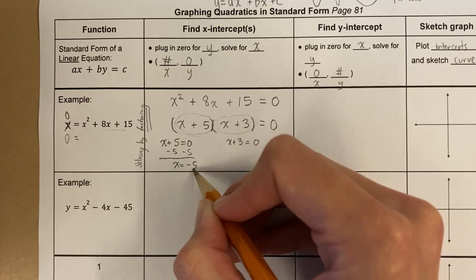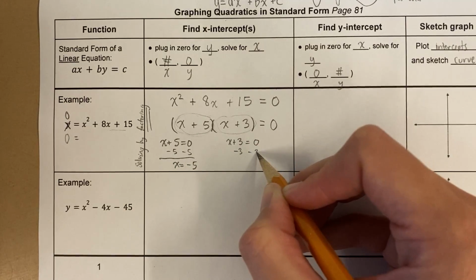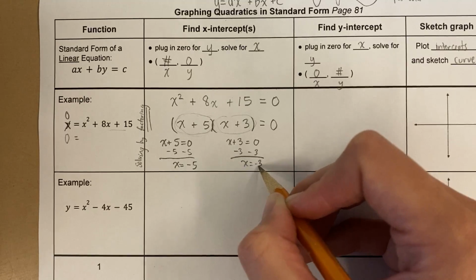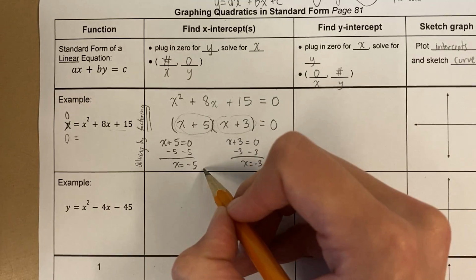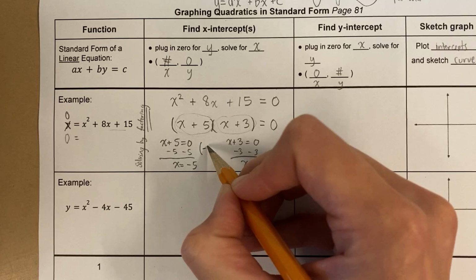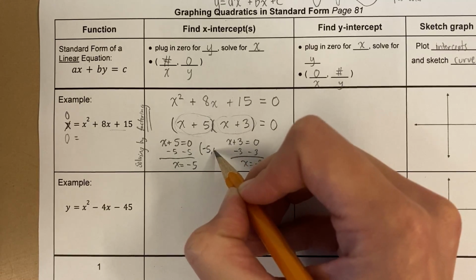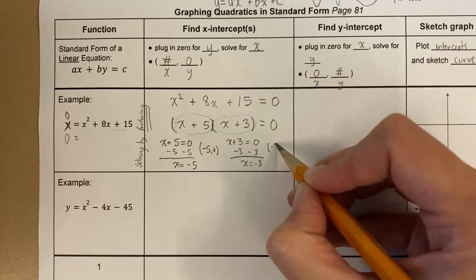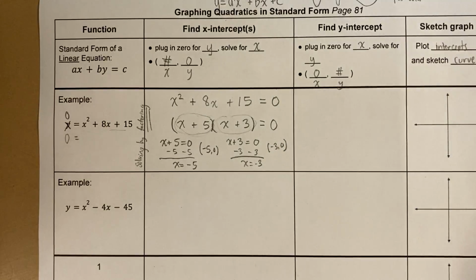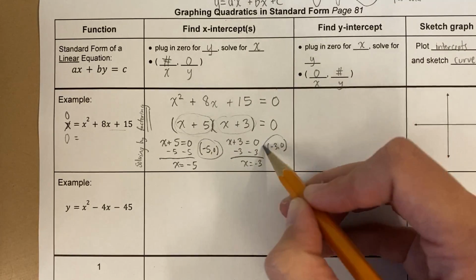So here I get x equals negative 5. Here I get x equals negative 3. Now, that means I have two x-intercepts, right? I'm a little tight on space here. This is the point negative 5, 0. This is the point negative 3, 0. Okay, these are points on the graph.